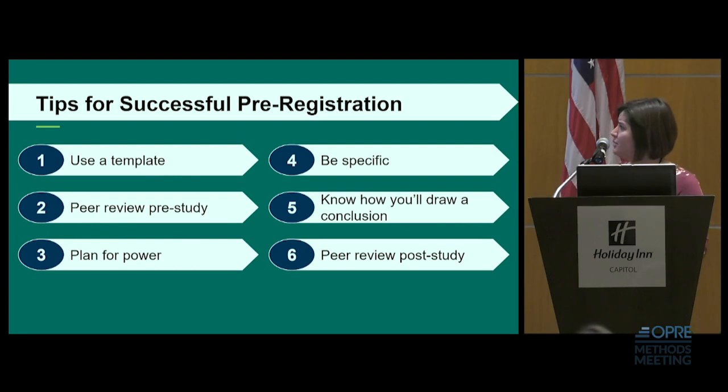Okay, so my last tip is to have peer review post-study. So again, just like having eyes on the pre-registration before the study begins can be useful, it's useful to have them again at the end, and specifically, this can be useful for checking adherence to the plan. Now, of course, we don't always adhere to every detail of the plans that we make in our pre-registrations, and that's totally fine. The important thing is that those deviations do get disclosed transparently in the final report.